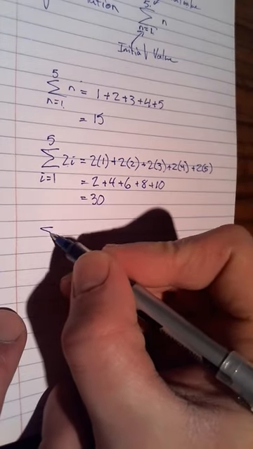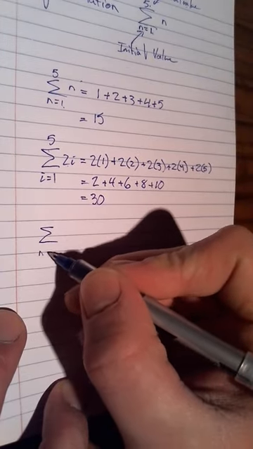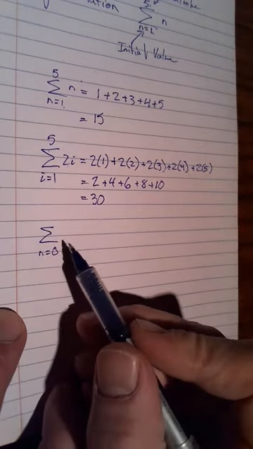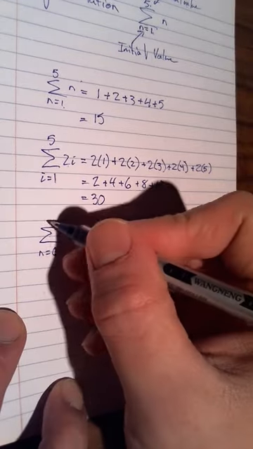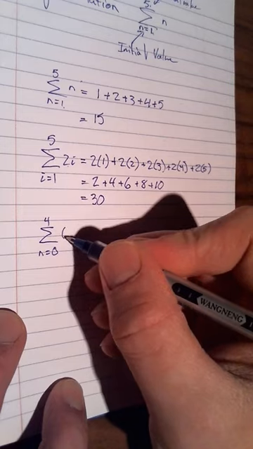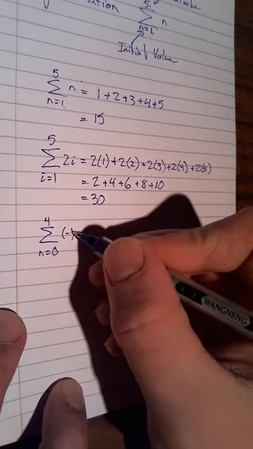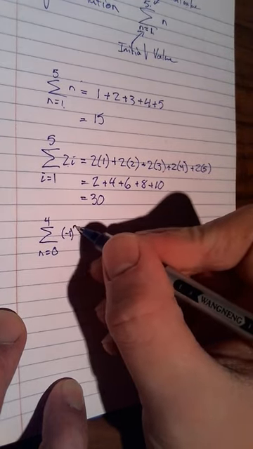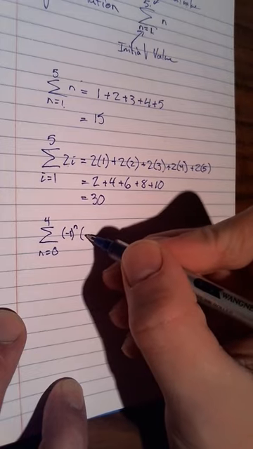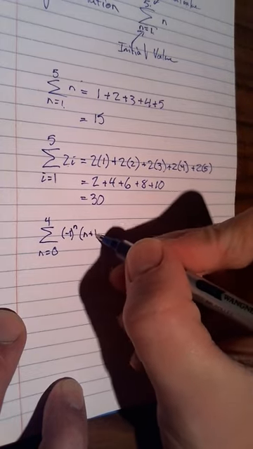Now let's take a look at another example. Let's take a look at the sum from n equals 0, so we're going to start the first time we go through at 0 now, to 4 of this expression: negative 1 to the power n times n plus 1.